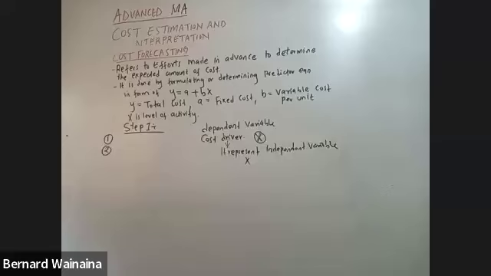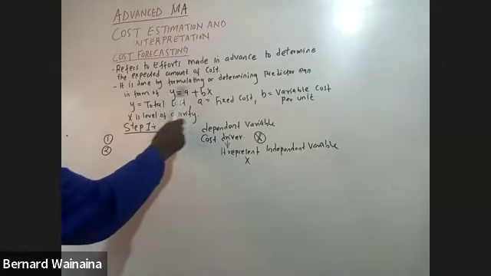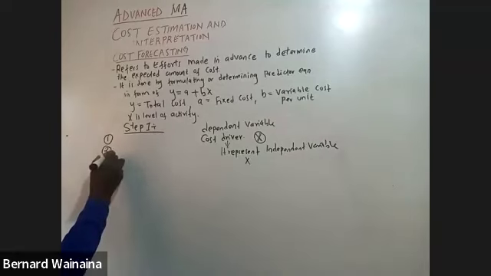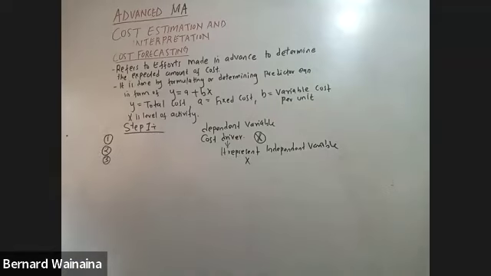Step number 3, gather data relating to X and Y. So we're doing a variable X and Y. One is total cost, the other one is the variable cost in our case. So gather data relating to variable X and variable Y.